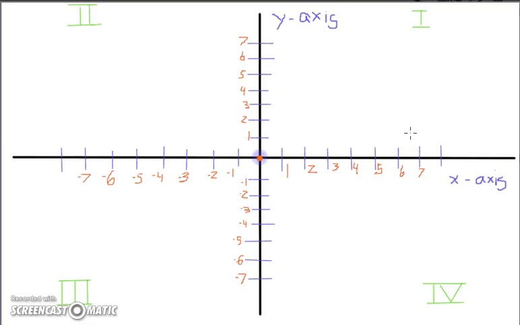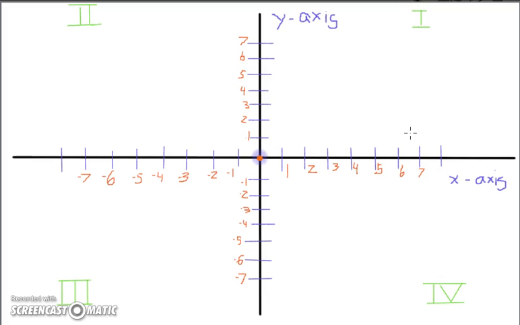Today I'm going to introduce the skill of how to graph a coordinate plane. After this video, you should be able to identify the components of a coordinate plane and to locate plotted coordinates accurately.